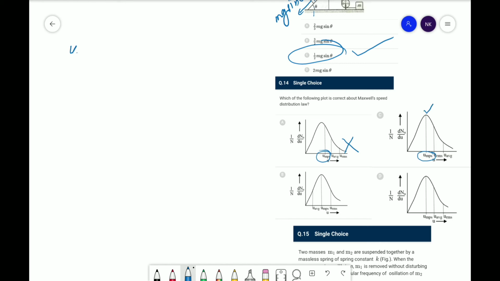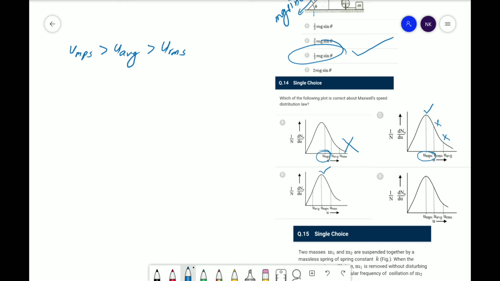And we know that the most probable speed is greater than the average velocity, which is greater than the root mean square velocity. The most probable speed here is correct. But what about the average velocity? Here the average velocity is less and the root mean square velocity is greater, therefore this one is wrong.